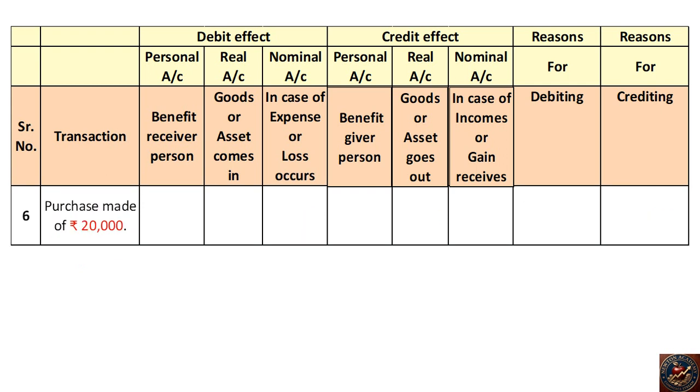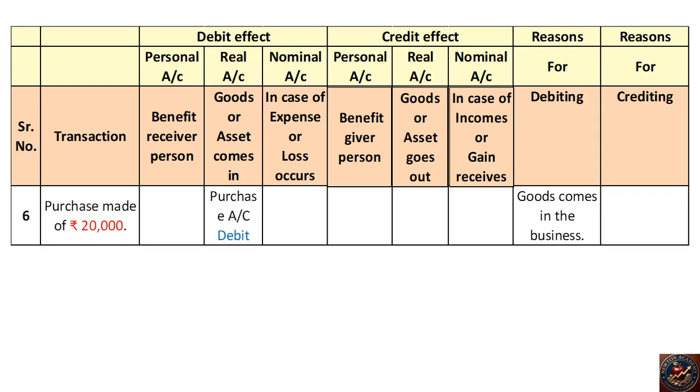Purchase made of 20,000 rupees. The debit side. When we buy goods for trade, it represents goods coming into our business. According to the real account rule, we debit what comes in. Therefore, we debit purchase account. The reason for debiting is simple. Goods comes in the business.